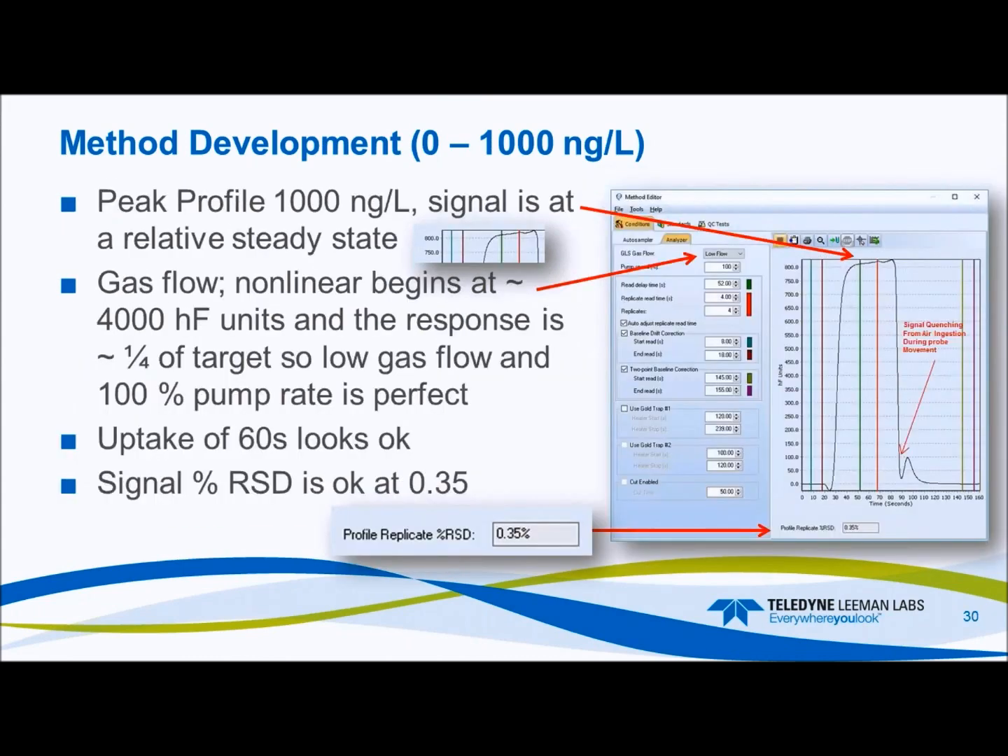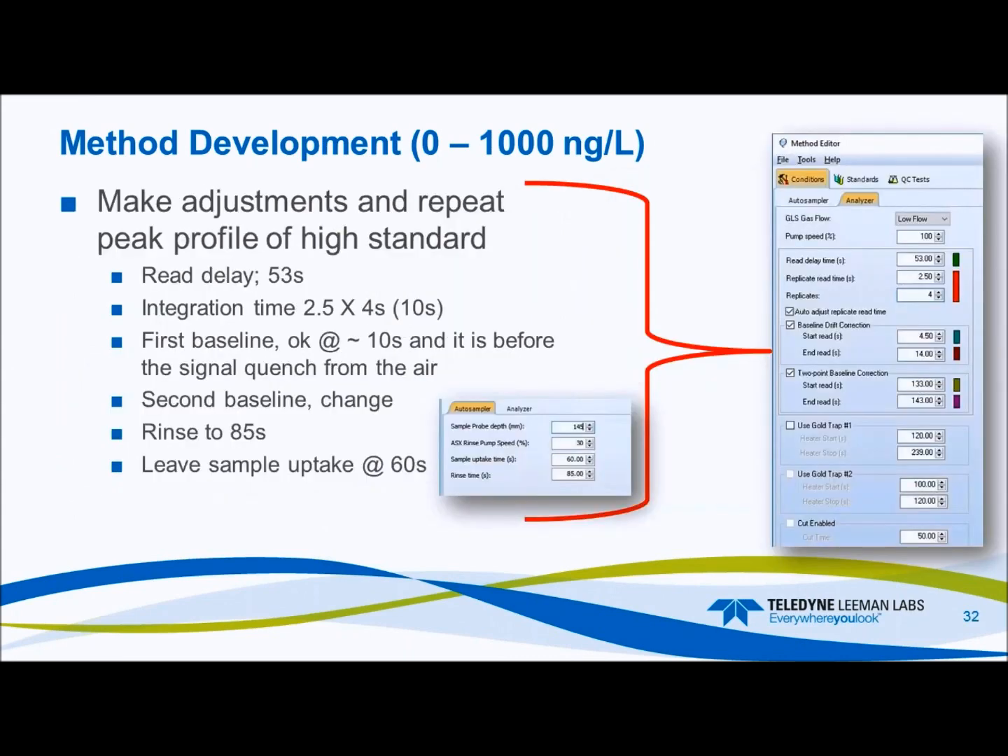Let me go back real quick. So you see everything here is performed in the method editor page, and you can make all these adjustments in real time, and you can see the effect it has on your method development, so it saves time. So with that, I noticed that I changed the read delay as well, and I changed, like I mentioned, the integration time. First baseline was okay at 10 seconds. It's before the signal quench. Second baseline, I changed slightly, and then the rinse from 85. And I'm going to leave the uptake at 60. That's not really going to give me a huge benefit at this point, so I left it at 60 seconds.